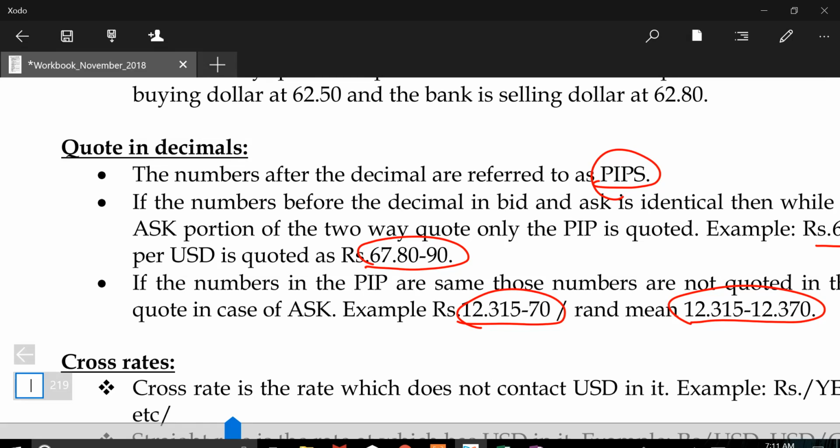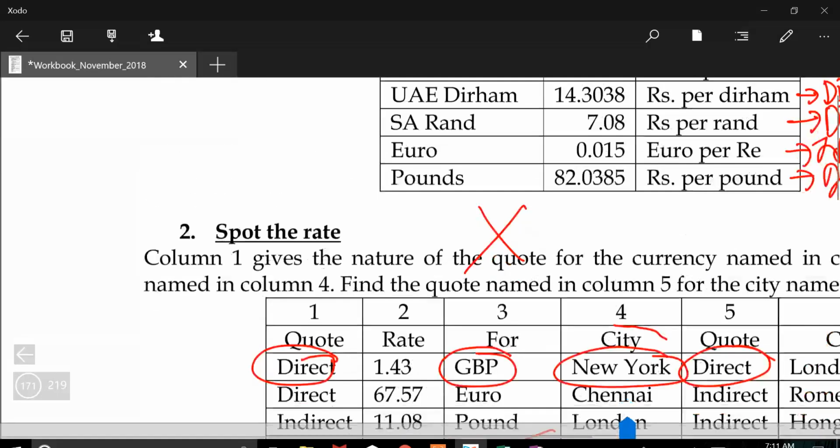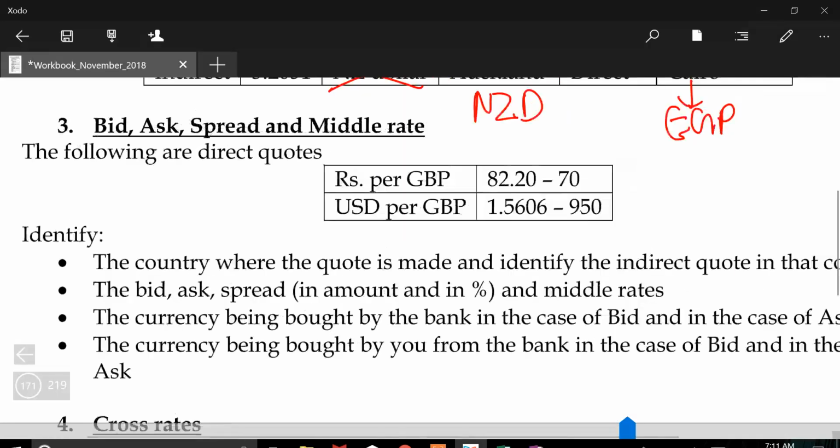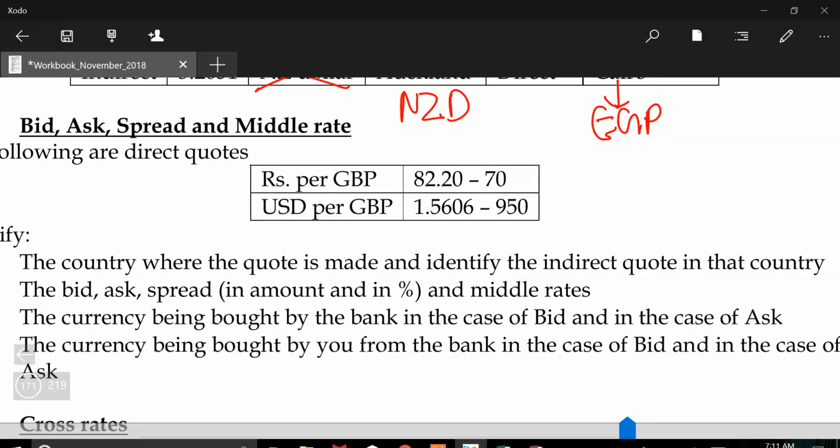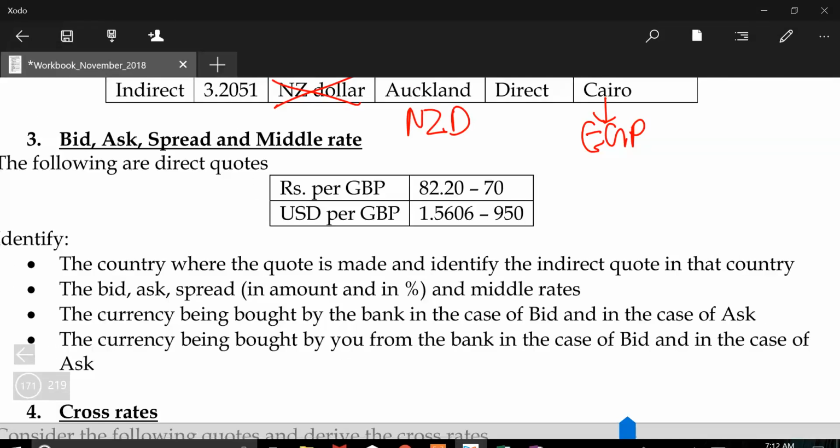What is the page number of the handout? Okay, let's come to 171. I'll take you through one of the quotes. You will then do the second one.